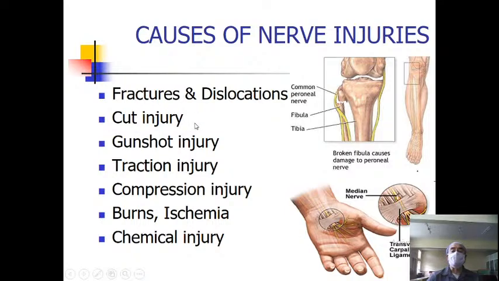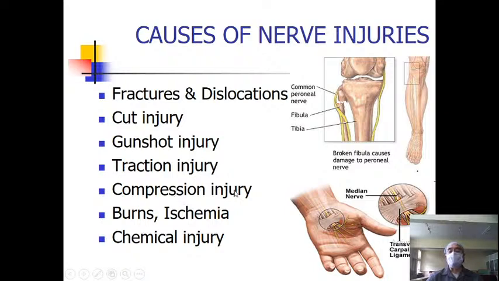A nerve may be cut, or sometimes if somebody is shot, then along with fractures or even without fractures, sometimes there may be some nerve injury. Sometimes traction injuries are quite common. If you pull the patient, the joint forcibly, then it may result in injury to the nerves and it may lead to a traction injury. Birth injuries are common example of traction injuries. These Erb's palsy, which occurs after a difficult birth, is a typical example of a traction injury.